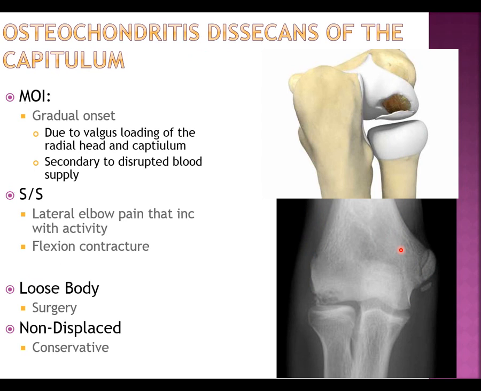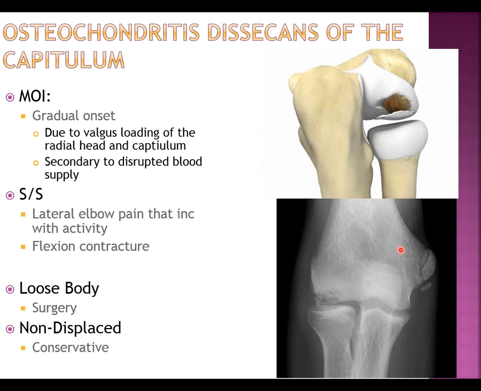Osteochondritis dissecans of the capitulum. We call this OCD, osteochondritis dissecans, and there are several places in the body where it is very common: the knee, the ankle, and the elbow. Those are the places that we see OCD. It could start off as just kind of a wear and tear of the cartilage around the capitulum, and then it could end up becoming the dissecans where there's actually a displaced body floating around in there.